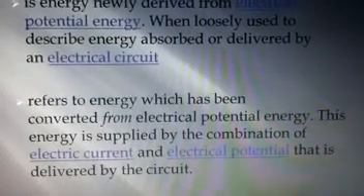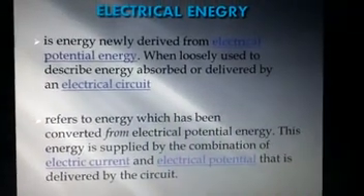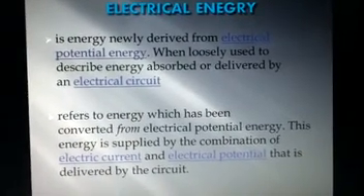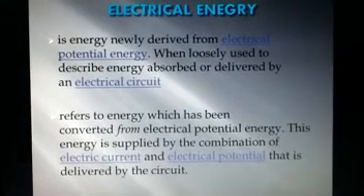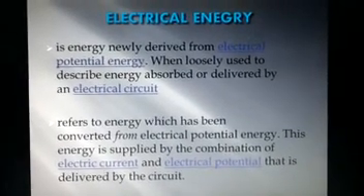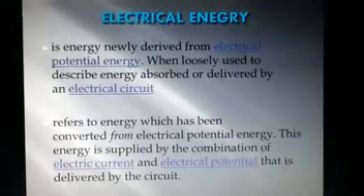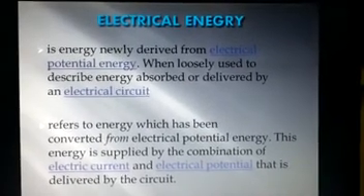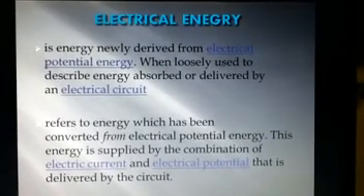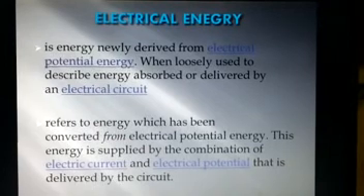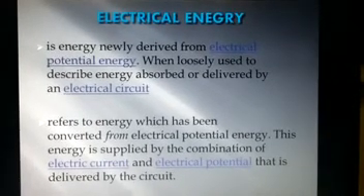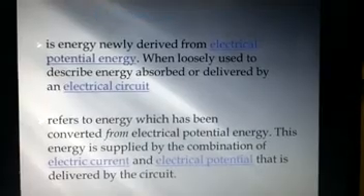First, the electrical energy is energy newly derived from electrical potential energy, when loosely used to describe energy absorbed or delivered by an electrical circuit. It also refers to energy which has been converted from electrical potential energy. This energy is supplied by the combination of electric current and electrical potential that is delivered by the circuit. So let's have an example.